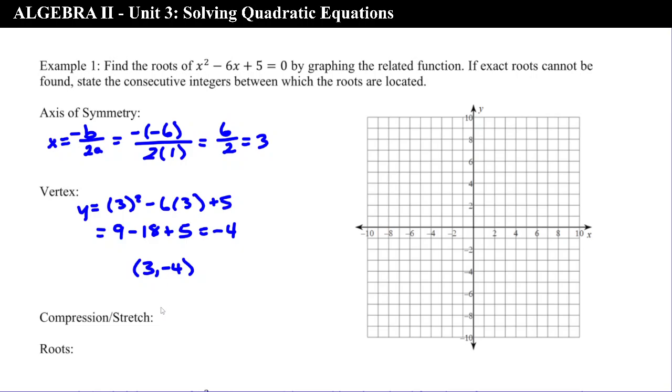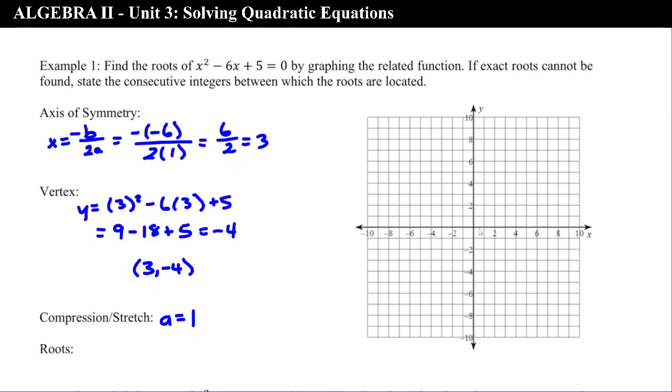And now let's look at what our compression or stretch is. We want to know what our a value is. So what's our a value? Well, we look at what our a value is in front of this x squared. There's nothing in front of it, so it's understood to be 1, and that's our a, which means we're going to be concave up, and it's going to be a standard parabola. There will be no stretch, and there will be no compression.